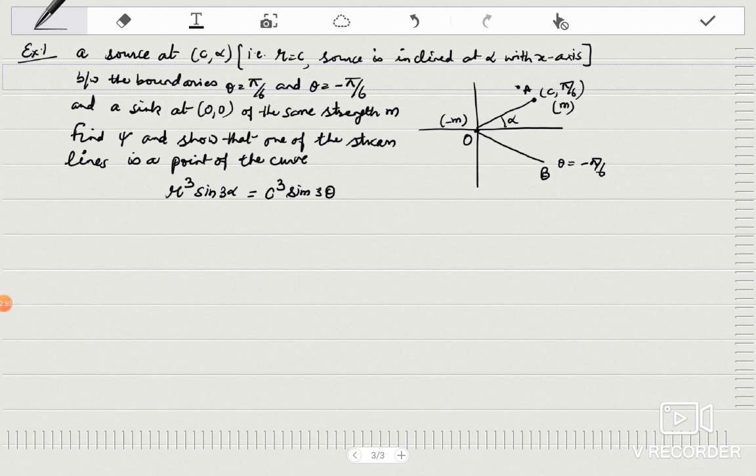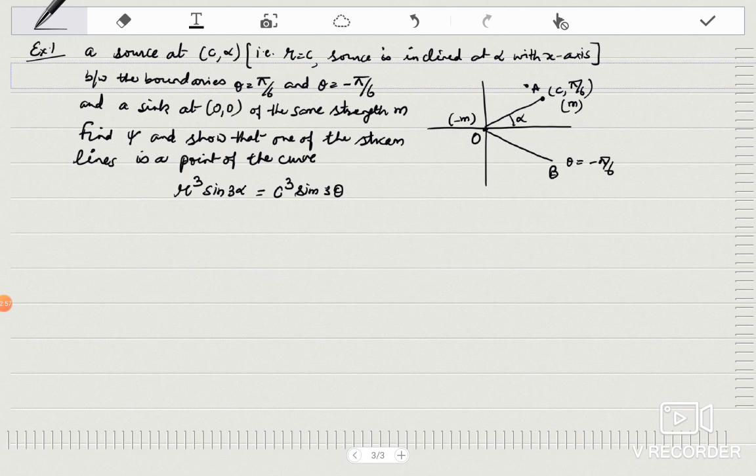This is an interesting question. Here we know that the boundaries are theta is equal to pi by 6 and minus pi by 6. So we want to convert these boundaries into horizontal or vertical boundaries. So the angle between the boundaries.